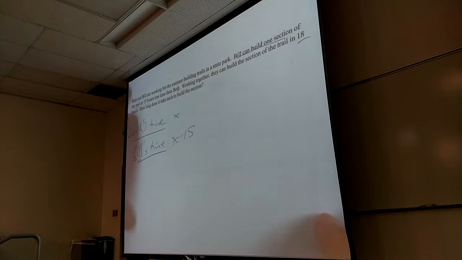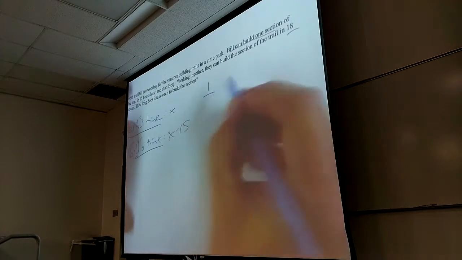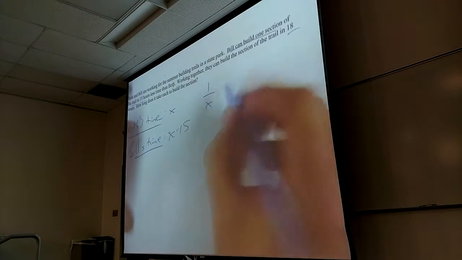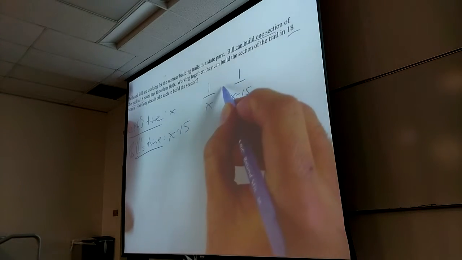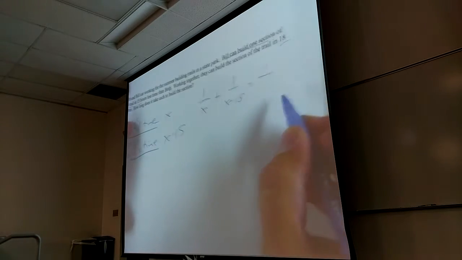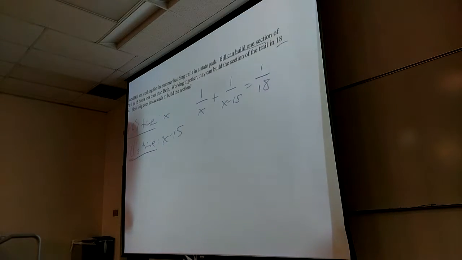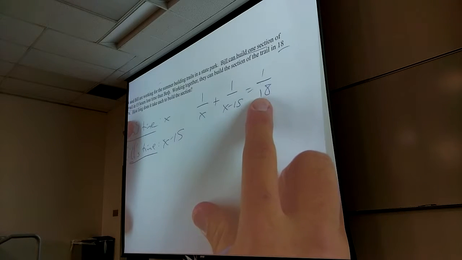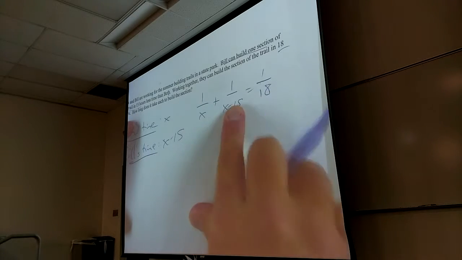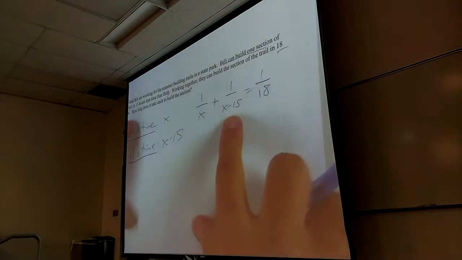Working together, they can build it in 18 hours. So how do I set that up? We did that yesterday. Beth can build one section in X hours. Bill can build one section in X minus 15 hours. Together, they can build one section in 18. The first problem, we knew these two things, we didn't know this. That was a little bit easier. This one, there's two things I don't know. There's really just one thing I don't know, because once I know that, I know the other thing. You guys finish it up.